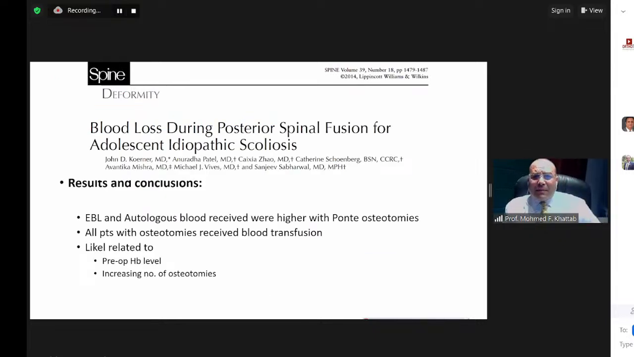Blood loss is really a problem during deformity correction. The estimated blood loss and the autologous blood received for patients with adolescent idiopathic scoliosis, for example, increase when we use Ponte osteotomies. It is stated in some literature that all patients with osteotomies will receive blood transfusion, and it is likely related to the preoperative hemoglobin level and the increased number of osteotomies.